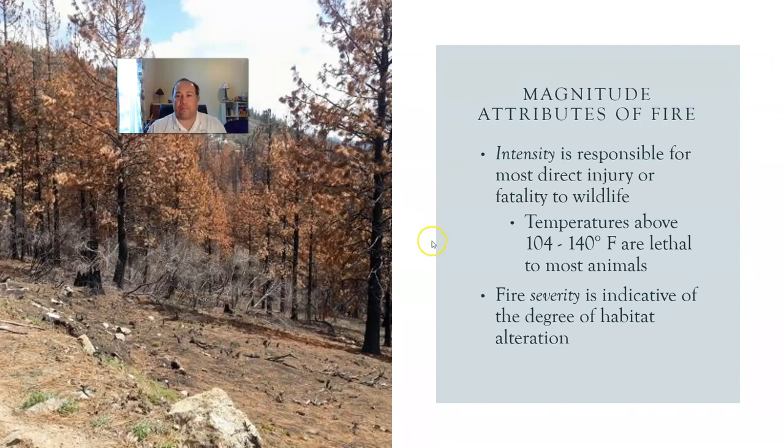In terms of our magnitude attributes, there are two that we really focus on: intensity and severity. Intensity is the one that's responsible for most direct injury or fatality to wildlife. Temperatures above 100 degrees are going to be lethal to most animals. There's a temperature range there because some animals can handle heat more than others.